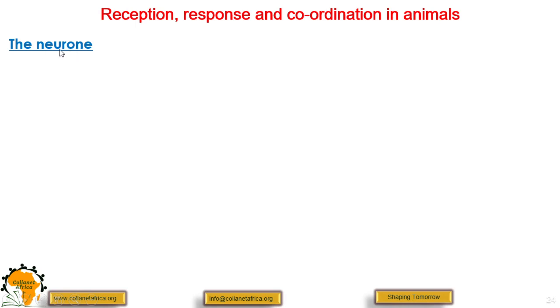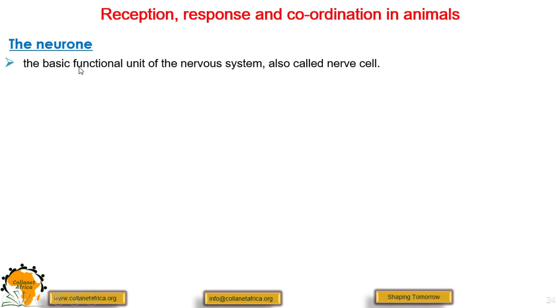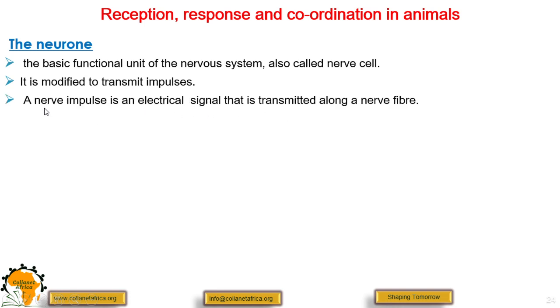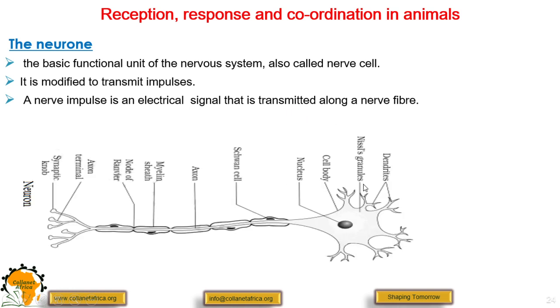Let us look at the neuron, which is the basic functional unit of the nervous system, and it is also called a nerve cell. Its role is to transport impulses, and an impulse is an electrical signal transported along a nerve fiber. It is information which is being transported. This is a nerve fiber or a nerve cell.